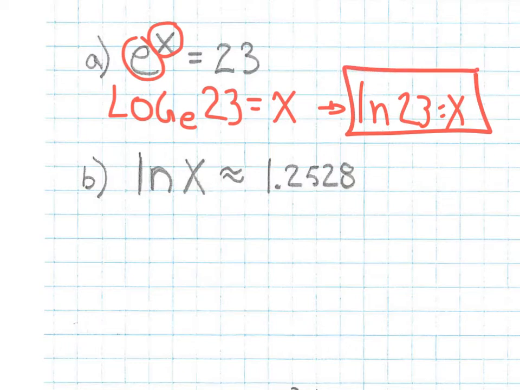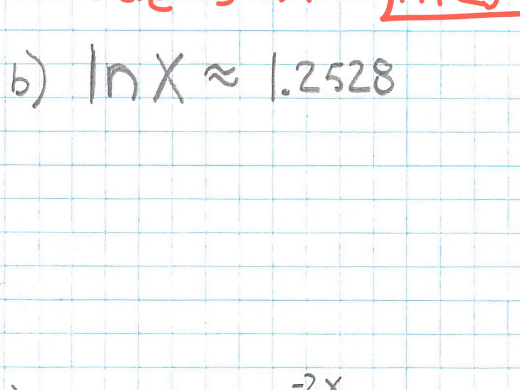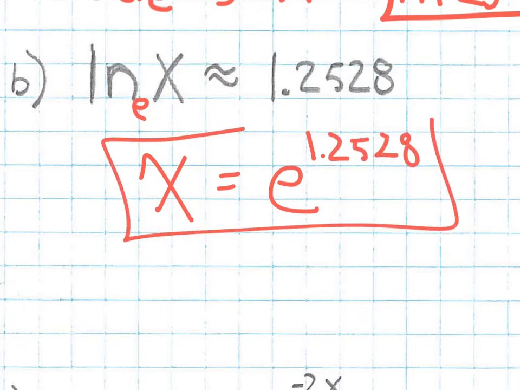Let's look at the next one. The natural log of x is approximately 1.2528. That's in logarithmic form. Natural log is base e. Just think of it as a little e there. So when we write this in exponential form, we have x equals e to the 1.2528 power. Okay? The base becomes the base over here. Logarithms equal exponents, so the 1.2528 is the exponent.